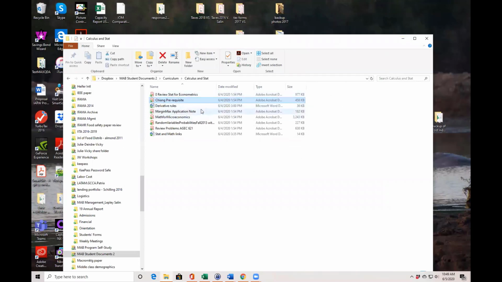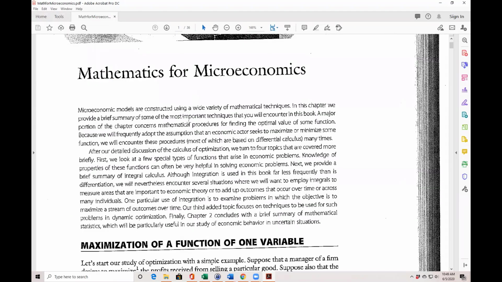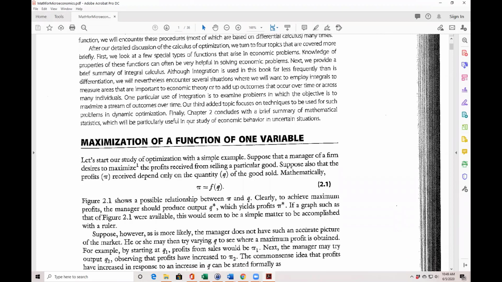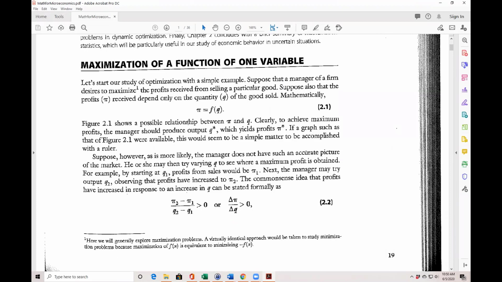And then this chapter, called Math for Microeconomics, someone made a nice copy of this for me, but sadly I can't tell you what this is taken from. I don't know what book this is from, but I've looked through it and it looks good. So this might be a good parallel or substitution for Chang.